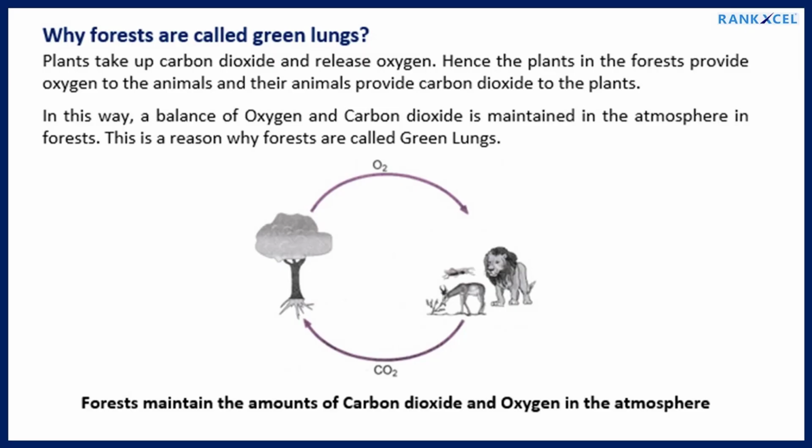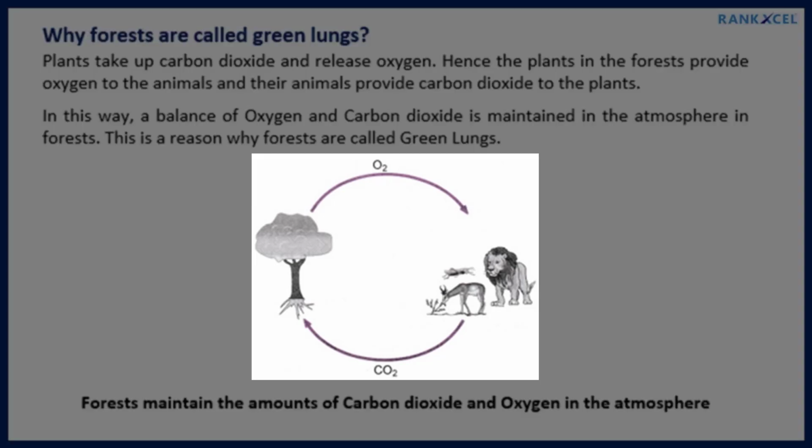Why forests are called green lungs? Plants take up carbon dioxide and release oxygen. Hence the plants in the forest provide oxygen to the animals and the animals provide carbon dioxide to the plants. In this way, a balance of oxygen and carbon dioxide is maintained in the atmosphere in forests. This is the reason why forests are called green lungs. Forests maintain the amounts of carbon dioxide and oxygen in the atmosphere.